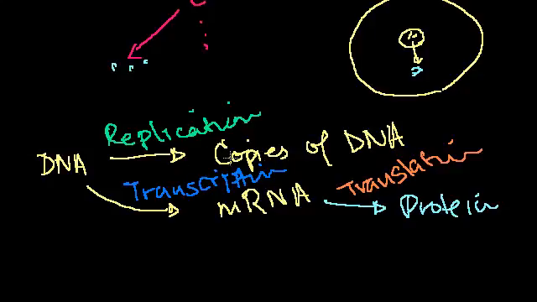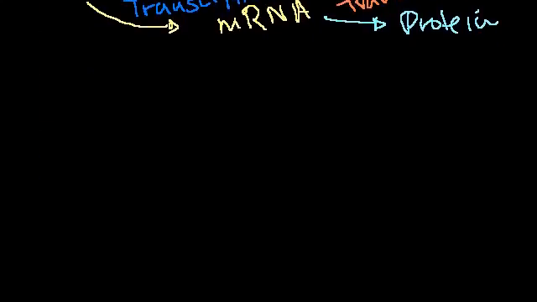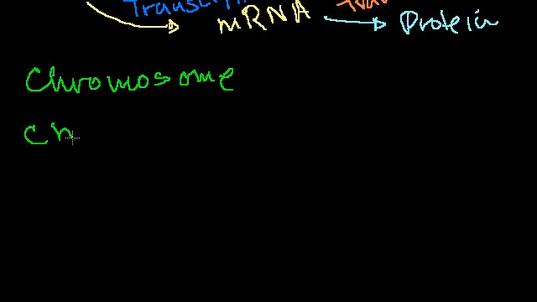Now, the other part of the vocabulary of DNA, which when I first learned it, I found tremendously confusing, are the words chromosome, I'll write them down here because you can already appreciate how confusing they are. Chromosome, chromatin, and chromatid.